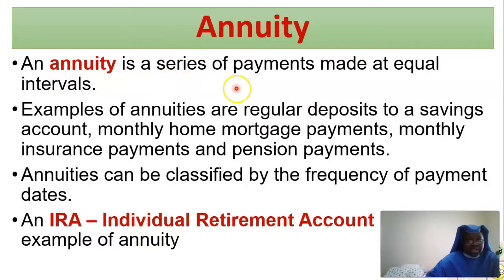Quickly on annuities: there are a series of payments made at equal intervals, so you can pay them every month, every year, every 2 months, or every 6 months. It has to be specific equal intervals. An example would be the mortgage payment when you buy a house, or your monthly insurance payment, or a pension. Annuities can be classified based on how frequent the payments are made.